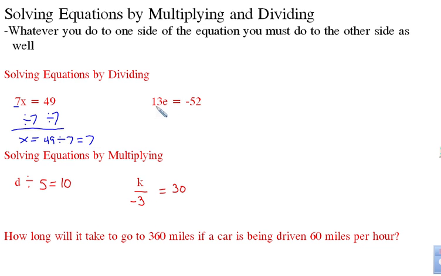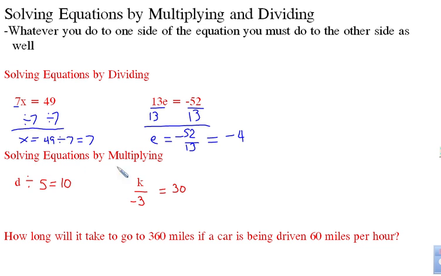Now over here, same sort of idea. 13 times e is equal to negative 52. Divide both sides by 13. And you can do it the division way, or you can do it the fraction way, whichever you want to do. But it's just really important to remember you've got to do it to both sides of the equation. So 13 divided by 13, that's just going to be 1 again. So it's just e. Now we've got negative 52 divided by 13. Well, negative 52 divided by 13 is going to give us a negative number. And then we just do 52 divided by 13, and that's going to be 4.